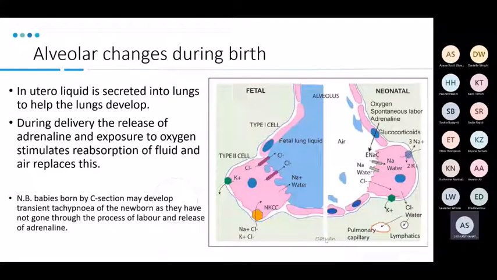Okay, so we're getting towards the end now. So just going through some of the changes that happen during birth.